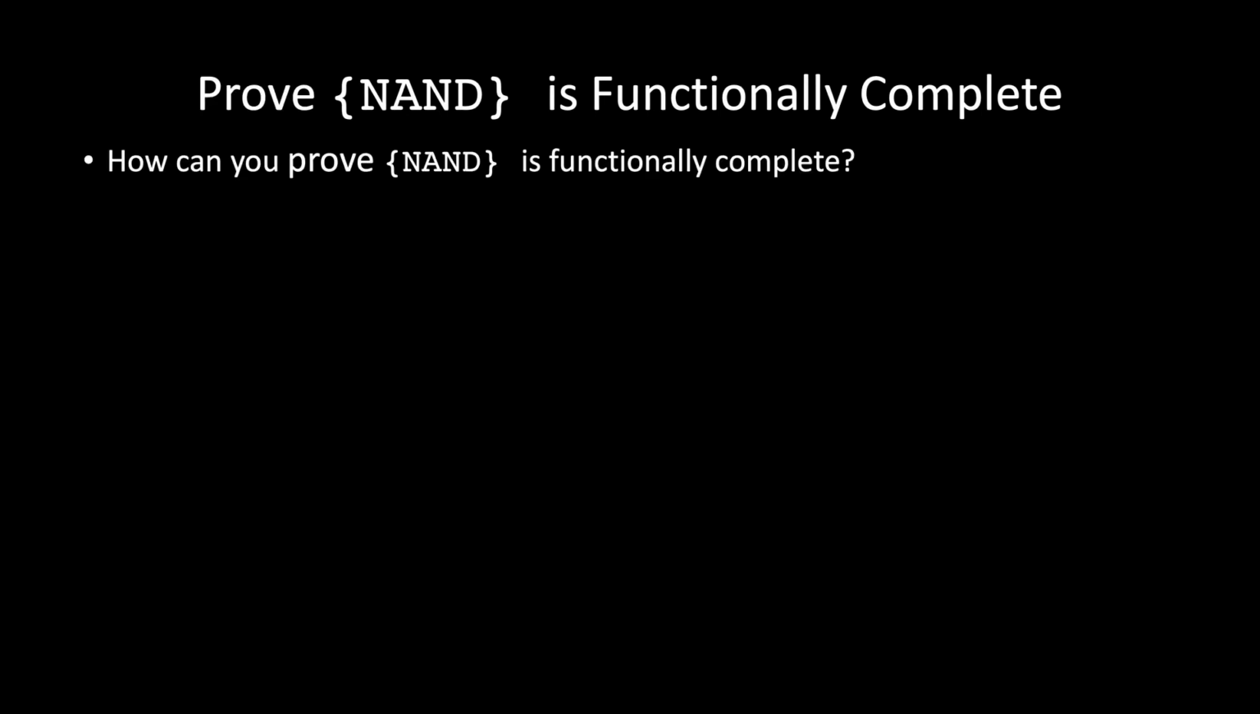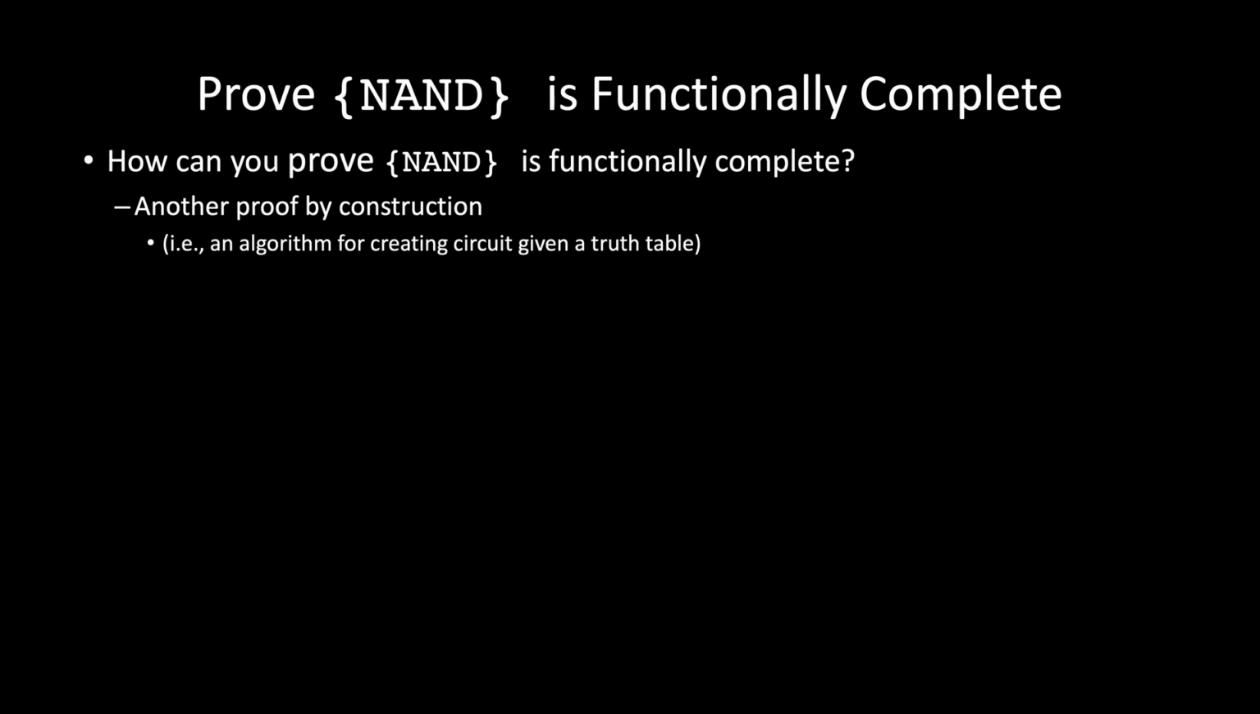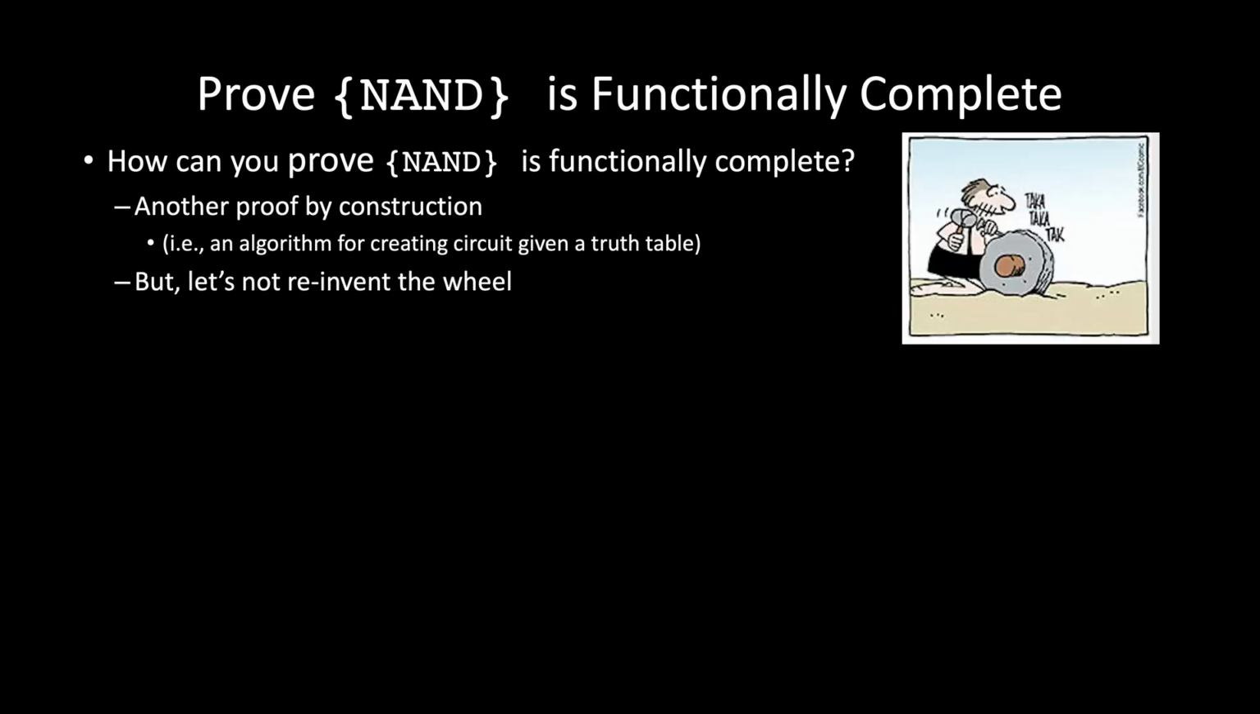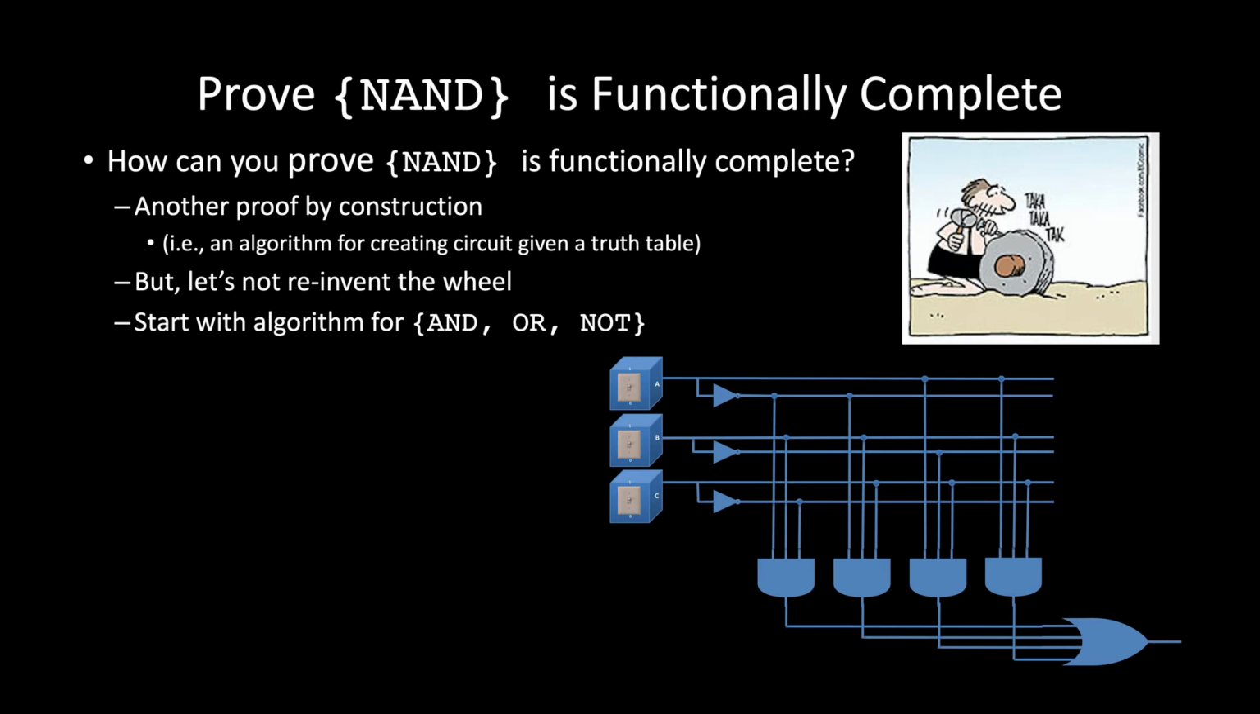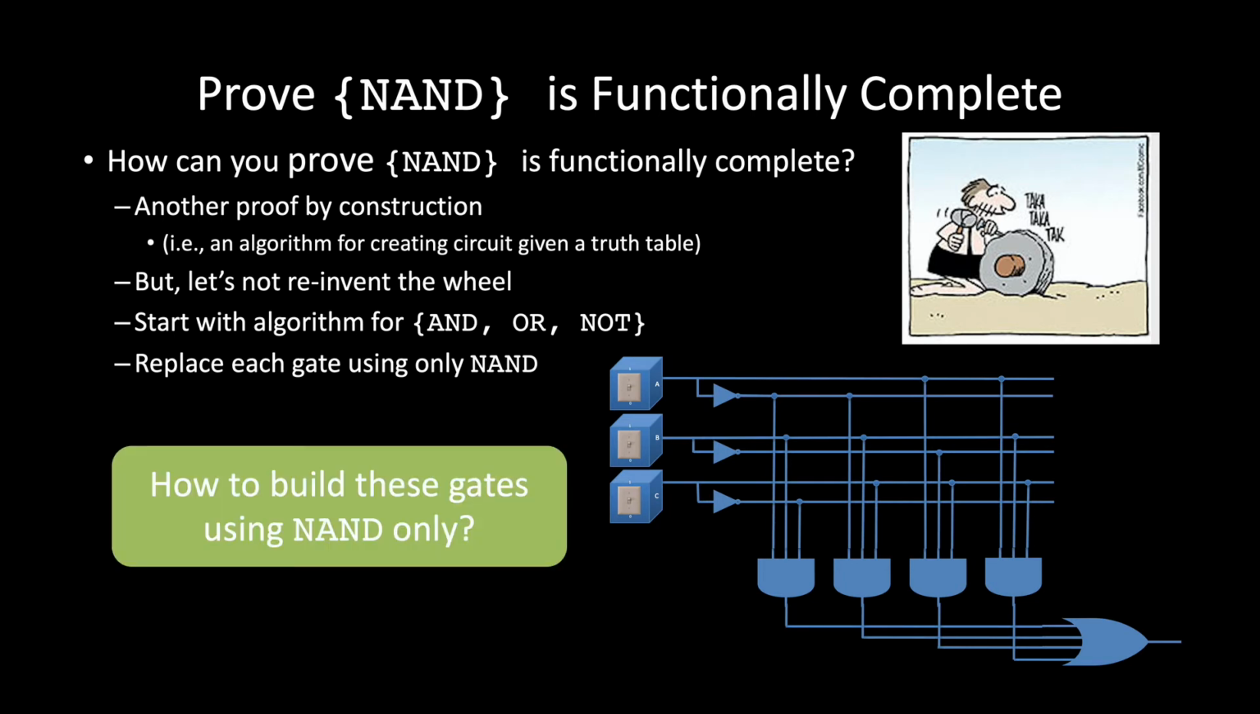The obvious choice is another proof by construction, an algorithm that would take a truth table and show you how to create a circuit using only NAND gates. But let's not reinvent the wheel. Rather than building this algorithm from scratch, let's leverage what we already have, the algorithm for building circuits using and, or, and not. We can begin with this algorithm, then convert each and, or, and not gate to a collection of NAND gates. The trick, of course, is to figure out how to build these gates using NAND gates only.